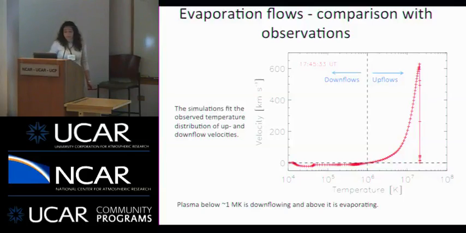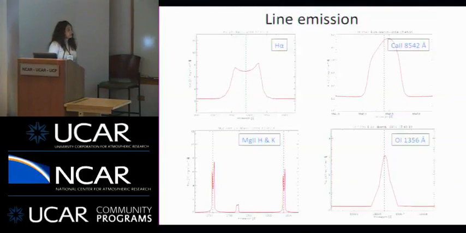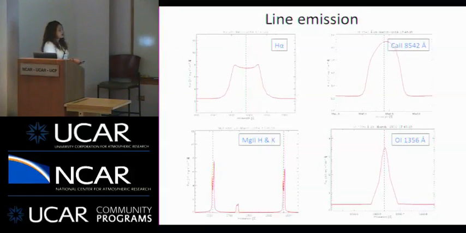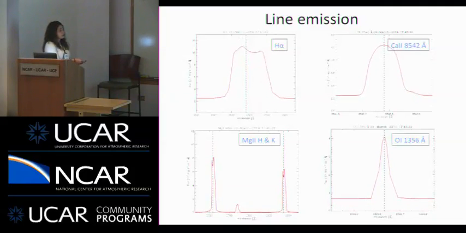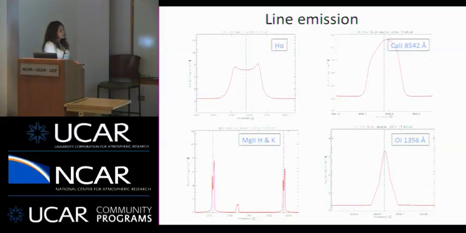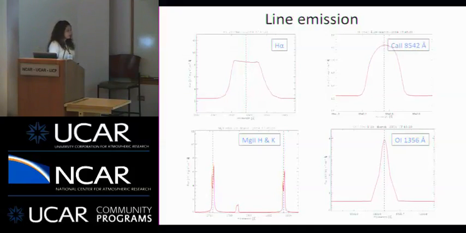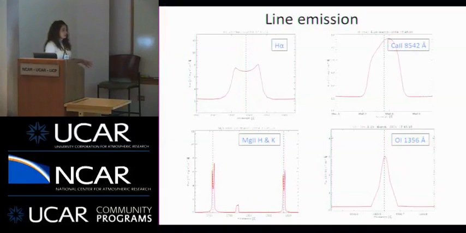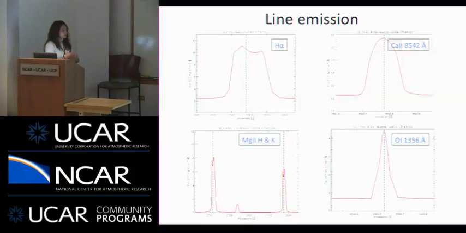So moving now to the line profiles, I will show here some synthetic lines. In this case, we have H-alpha and calcium lines, calcium 8542. These two lines result from the Radin code, while these two lines, magnesium II h and k and oxygen, have been obtained using the RH code and the atmosphere from the Radin code, as a snapshot at every time step.